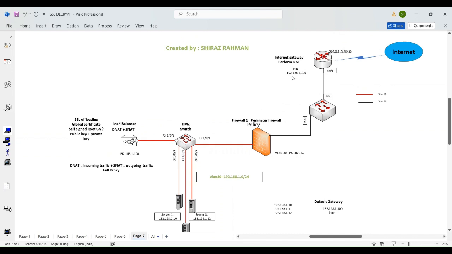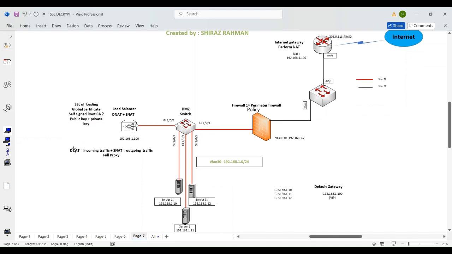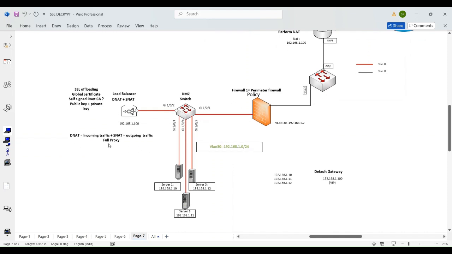The NAT router will also change the source, because the traffic seems to be 1.100, but it should be 203.0.113.45, because the client would not understand the private IP address, right? So we will do a NAT over here, and we will do a NAT over here. We will do the DNAT, we will do the SNAT. And when we do both the natting, this is called the full proxy.